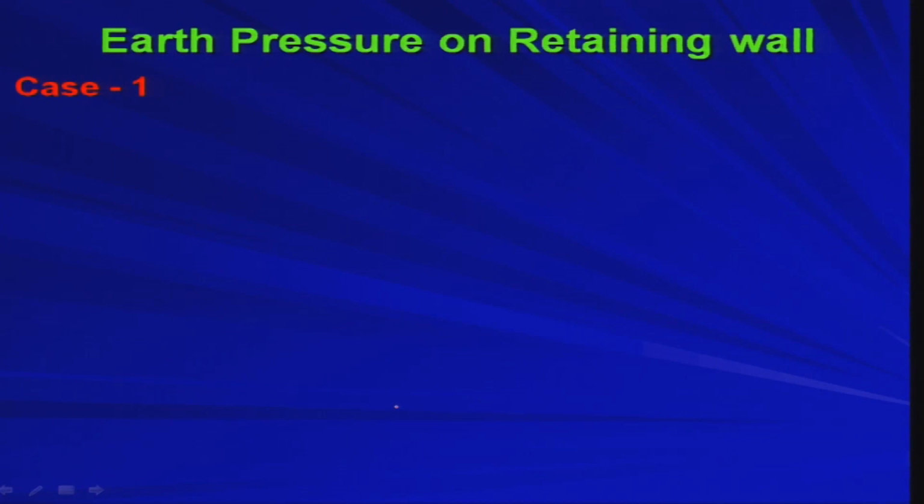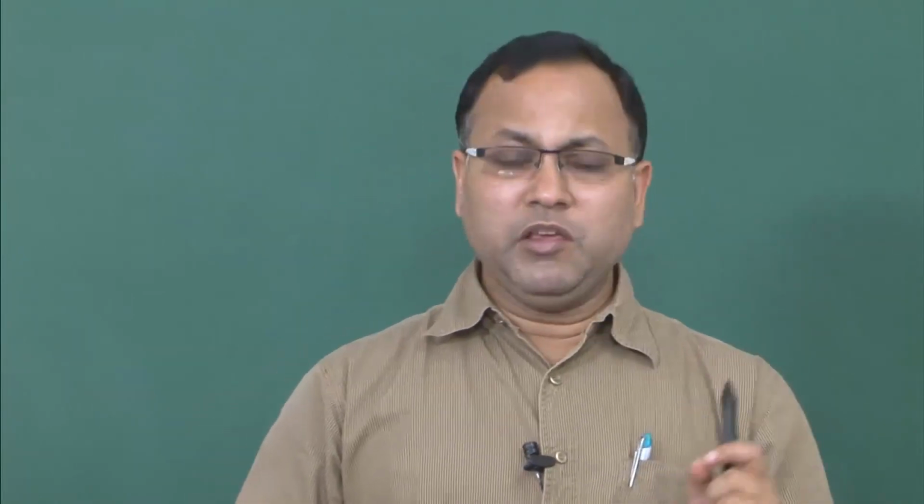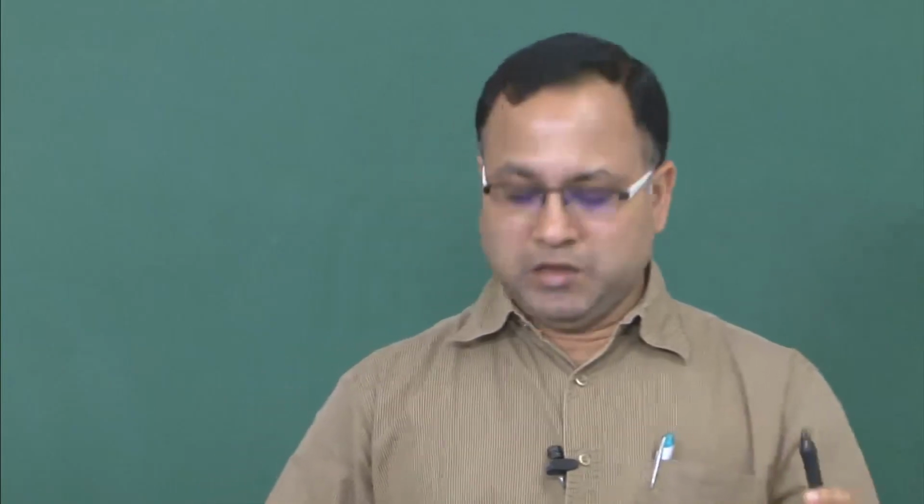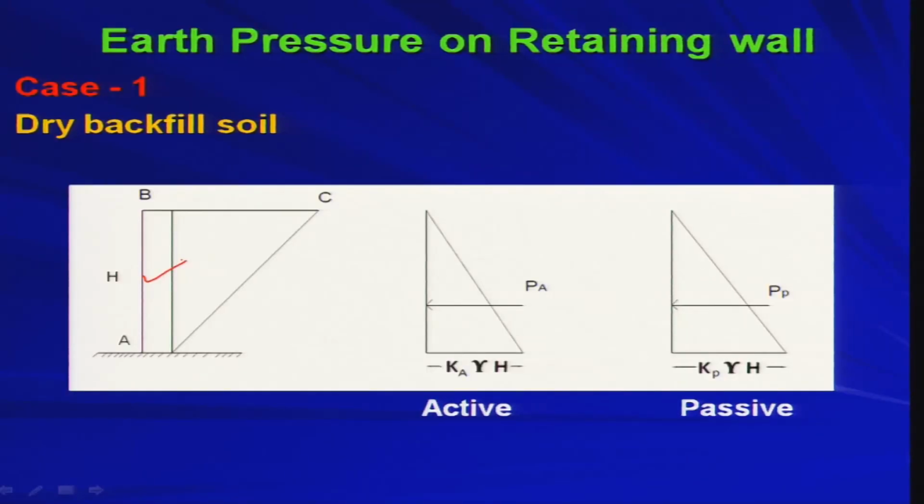Now, we will see a few cases where you have different soil conditions in the backfill side, and based on that, whatever pressure you will be getting on the wall, that we are going to find out. Now, if you have dry backfill soil, completely dry, with no water at all, then this is the wall. The height of the wall is capital H, A is the bottom of the wall, B is the top of the wall, and this is the failure surface, the Rankine failure surface, which we have already seen in the previous lecture.